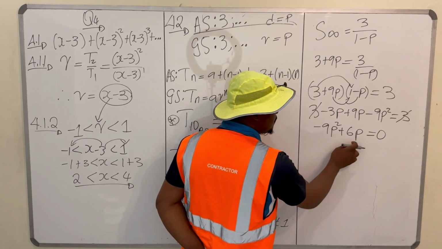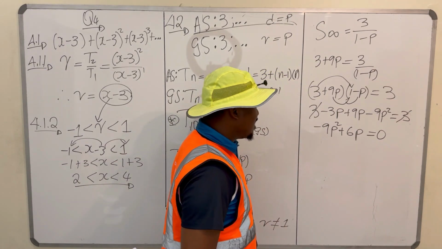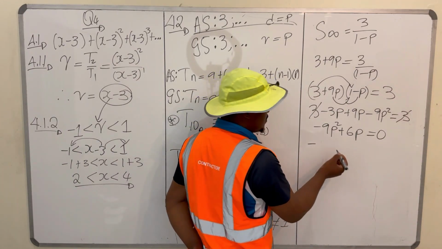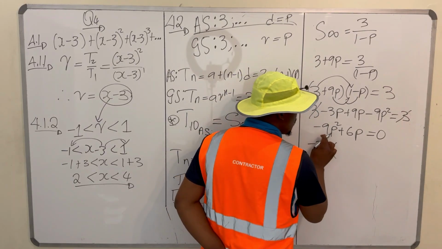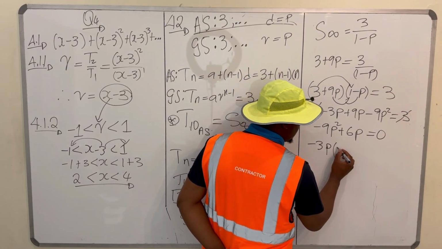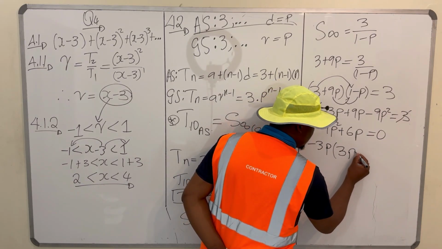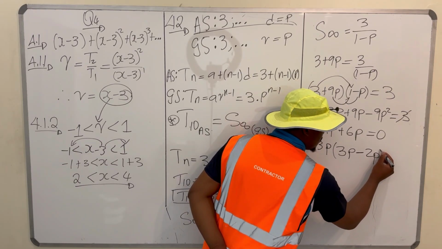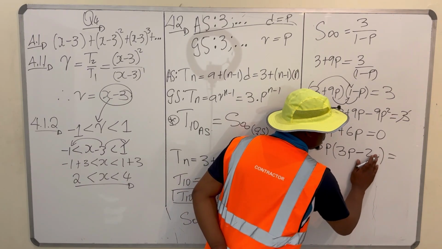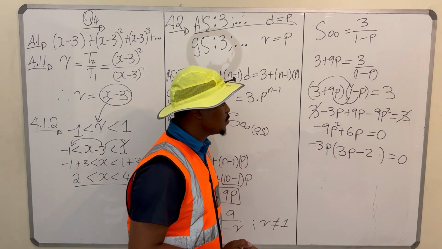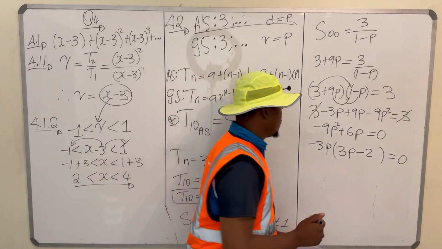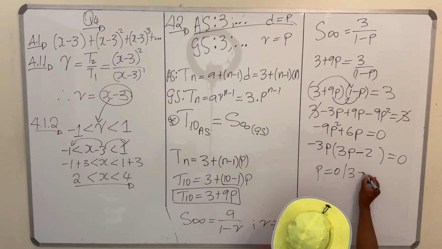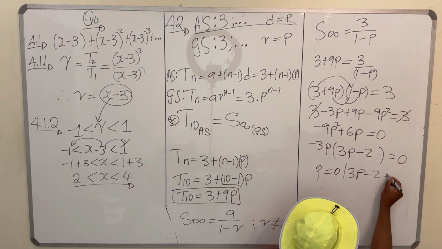Then take out the common factor. Let's take negative 3P. So what are we left with here? We're left with 3P minus 2 is equal to 0. So this is what we're left with, not 2P, just 2, right? So you have two things multiplying each other. So your P is 0, or your 3P minus 2 is equal to 0.